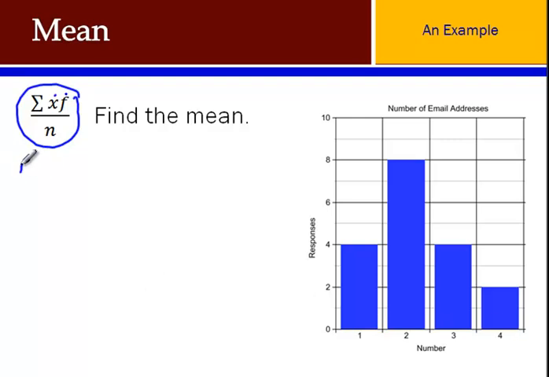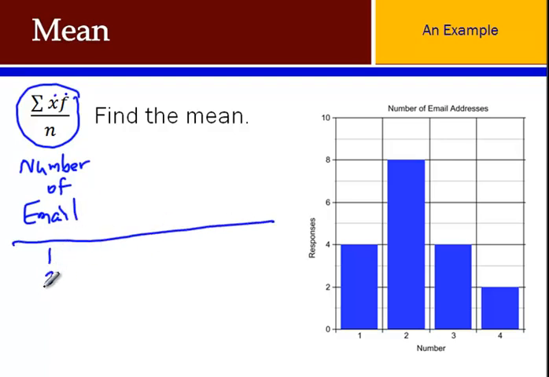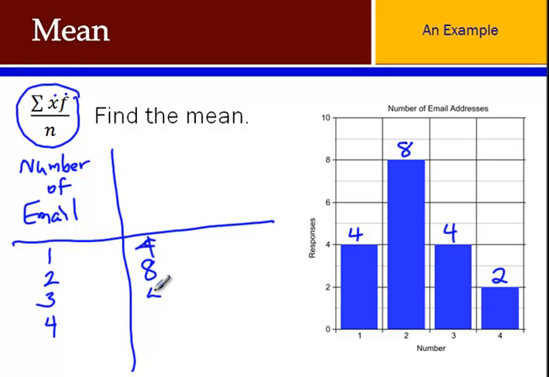So we have 2 things here. We have the number of email addresses that they were asked. How many email addresses do you have? And there were 4 distinct responses. Some had 1, some had 2, some had 3, and some had 4. And the bars in the histogram represent the number of students who said that they had 1 email address, 4. 2 email addresses, 8. 3 email addresses, 4 people said they had 3. And then 2 people said that they had 4. So that's what's going to go in our second column here. And that's responses, or number of students.